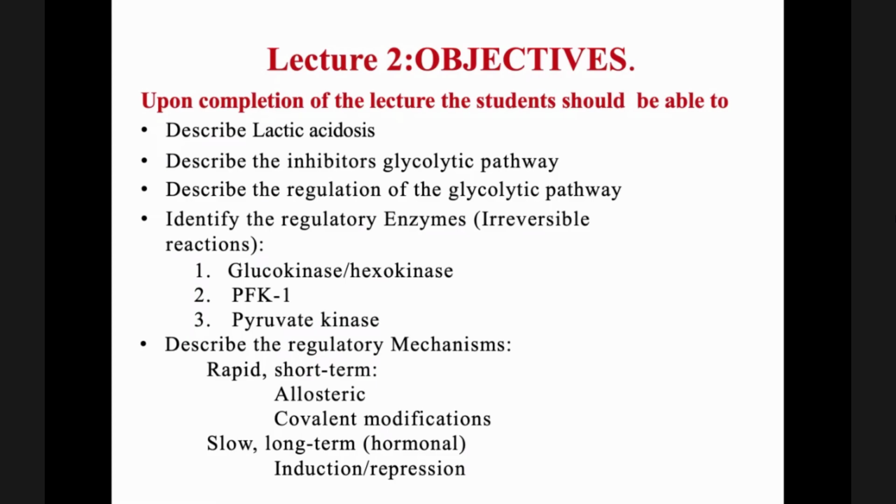Okay, the second lecture we will be talking about the regulation of the glycolysis, and before that we will mention the state which is called lactic acidosis, and when this state happens and what the complications of this condition are. We will also describe the inhibitors of the glycolytic pathway. We will also describe the regulation of the glycolytic pathway. We will identify the regulatory enzyme. The regulatory enzyme is mainly in the irreversible reaction, in the irreversible step.